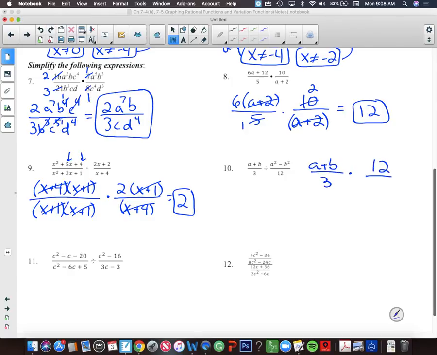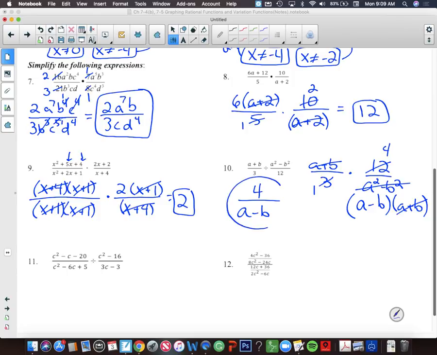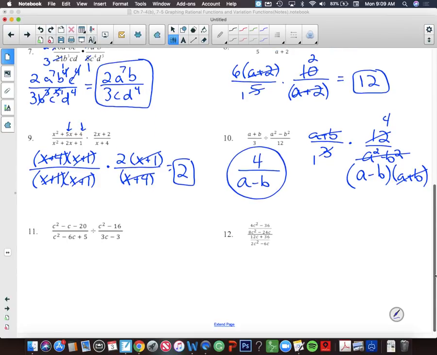Times 12 over a squared minus b squared. And then you just factor. So this one down here factors to a minus b, a plus b, and then you cancel those a plus b's out, and then we look between the other diagonal. We got the 3 and the 12, so that'll cross cancel to a 4. We got 4 over a minus b. Simplifies to that. So these kind of are simplifying to fairly nice numbers.